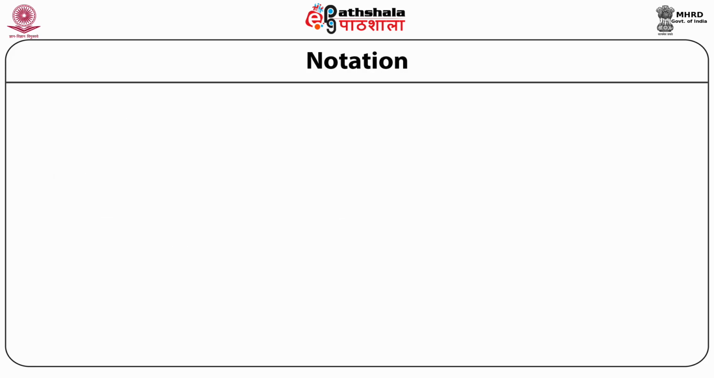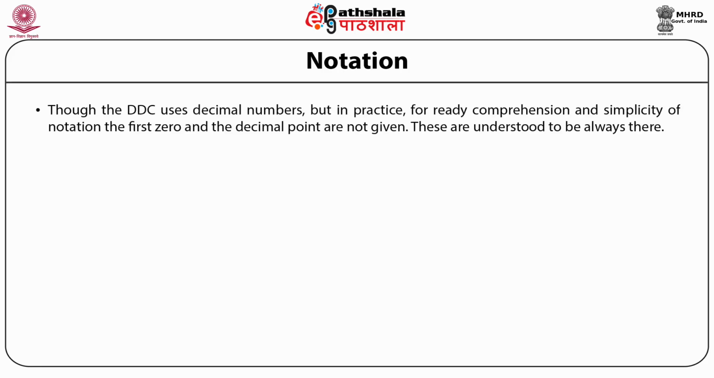In the DDC, table 1 is used without instructions, whereas table 2 to table 6 can be used only according to instructions. Notation. Notation is simple and decimal, but sometimes it looks confusing because the decimal point is not put. Though the DDC uses decimal numbers, in practice, for ready reference, comprehension and simplicity of notation, the first zero and the decimal point are not shown. These are understood to be always there. You can see them mentally in the very beginning.